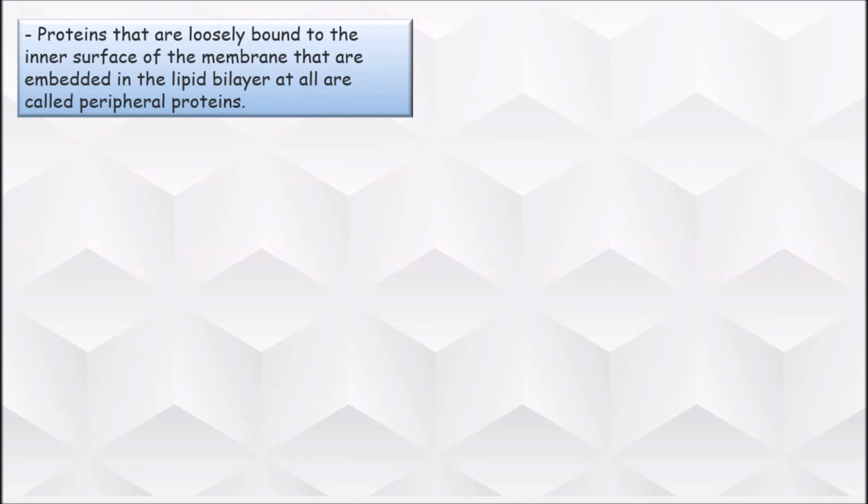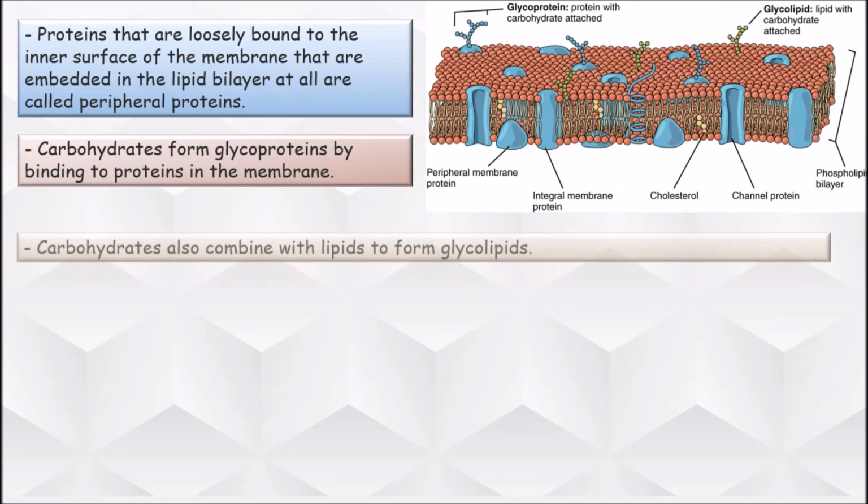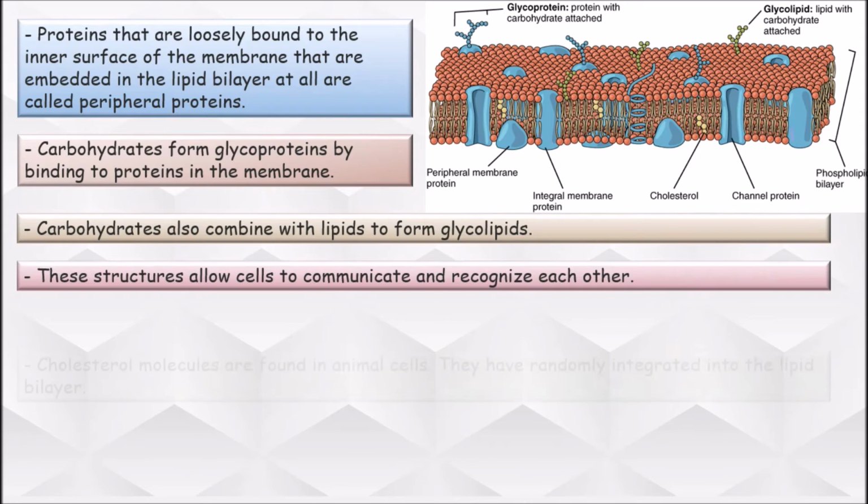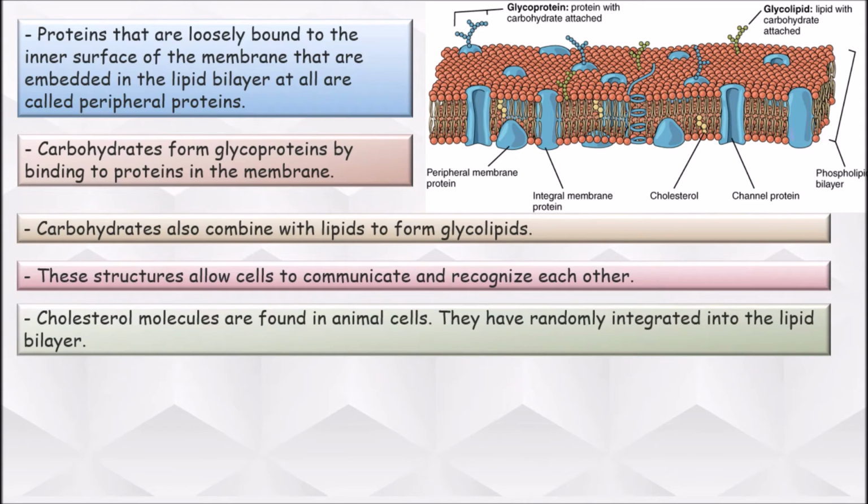Carbohydrates are found on the outside surface of the membrane, bound to proteins or lipids. When carbohydrates bind to proteins, they together form glycoproteins. Carbohydrates combine with lipids to form glycolipids. These carbohydrates can be branched or unbranched. They allow cells to communicate and recognize each other.